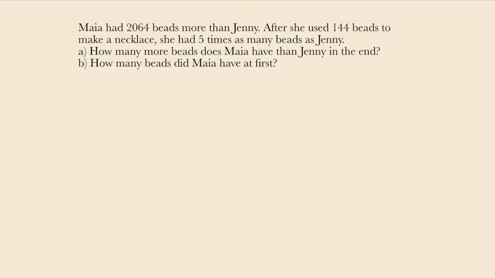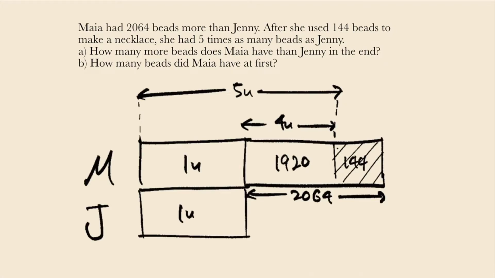Maya had 2064 more than Jenny. So 1U, so one block, 2064 more than Jenny. After she used 144, so we're going to show 144 being shaded away to make a necklace. Now, it wasn't transferred to Jenny, mind you. It's just gone. Okay, 144 gone.